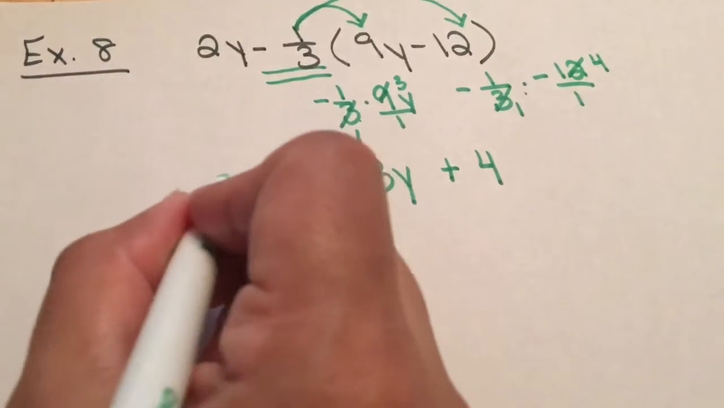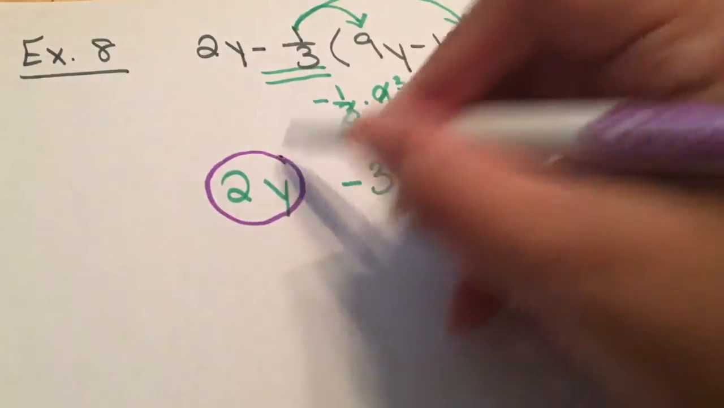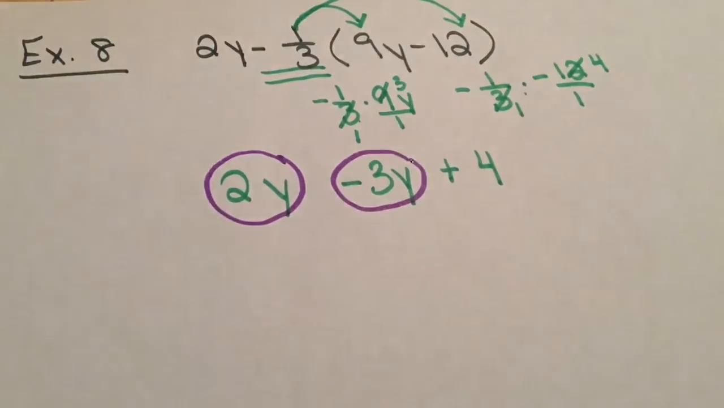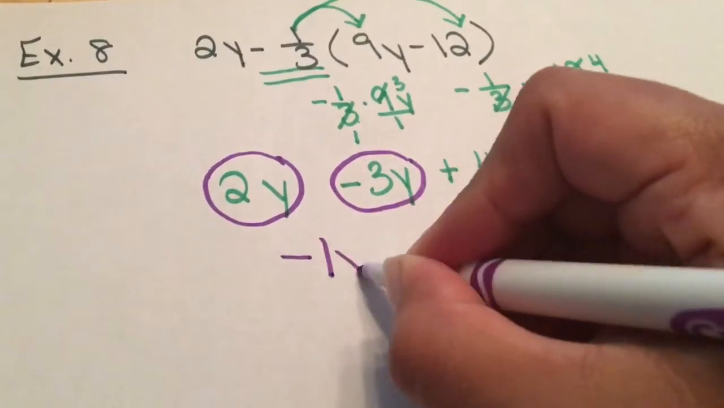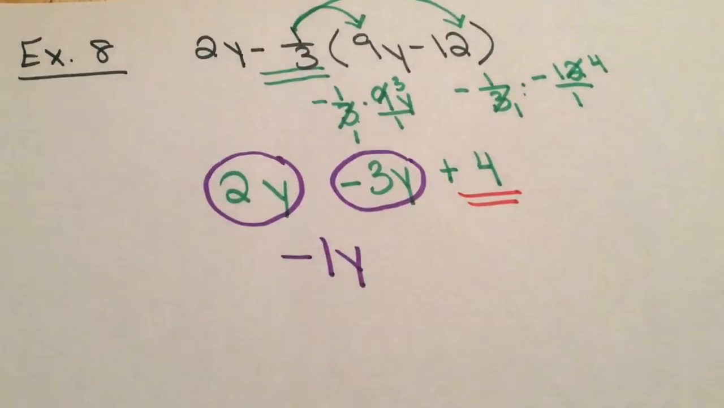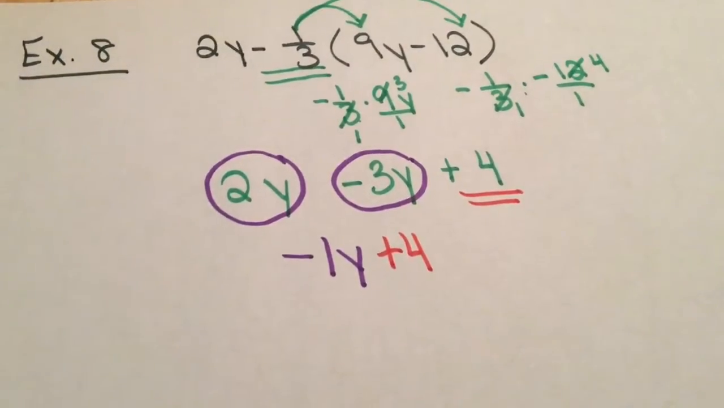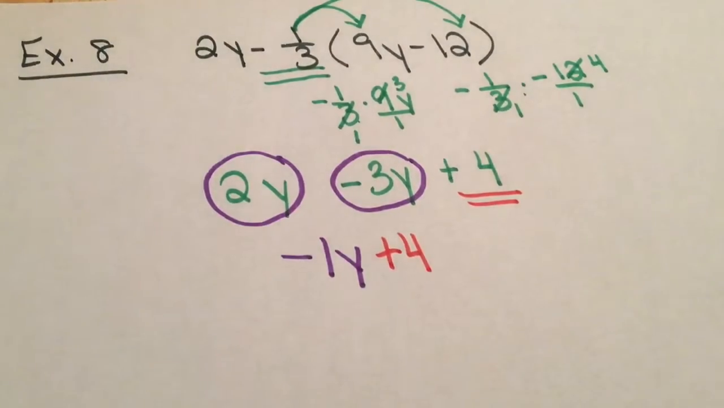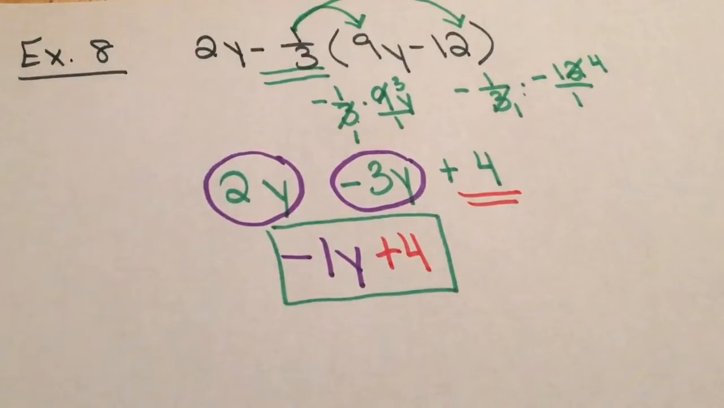I'm going to go ahead and bring down this 2y that's been hanging out there, and again, we're just going to look to see what's like. I have a 2y and a negative 3y. And poor little constant by himself. So 2y minus 3y is going to be a negative 1y. And that 4, we're just going to go ahead and bring that guy down. Since these two are not like terms, I'm going to go ahead and call this simplified and have my answer as negative 1y plus 4.